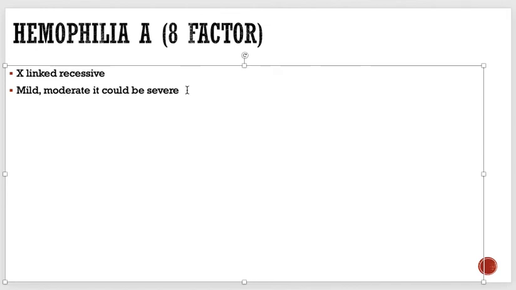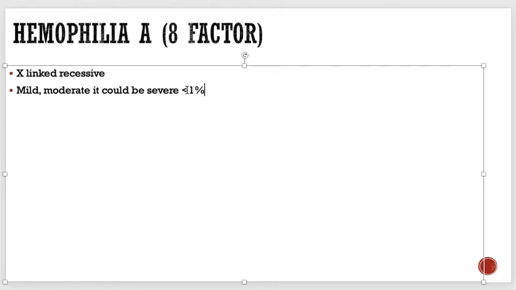Level of the factor in these patients is less than 1%, okay. So now, this hemophilia, of course, it's a genetic disorder. What happens is these patients have a lot of internal or external bleeds, okay, time by time.